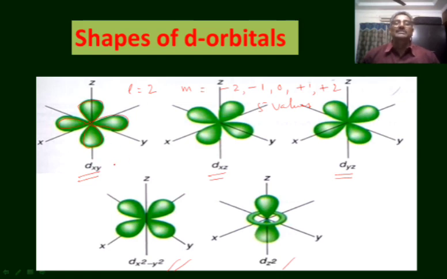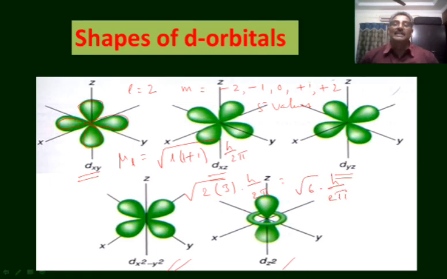For the d orbital also, let us calculate the angular momentum, which is equal to square root of L into L plus 1 into h by 2 pi. What is the value of L for the d orbital? L is equal to 2, that is square root of 2 into 2 plus 1, that is 3, into h by 2 pi, which is equal to square root of 6 into h by 2 pi. This is the angular momentum of any d orbital.